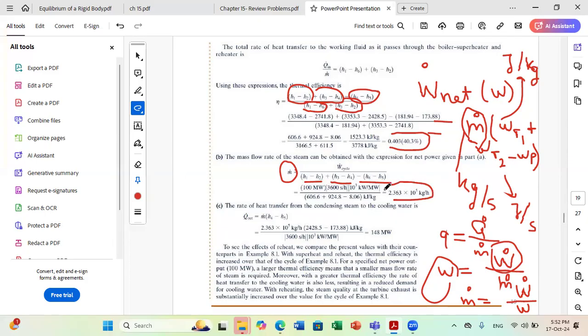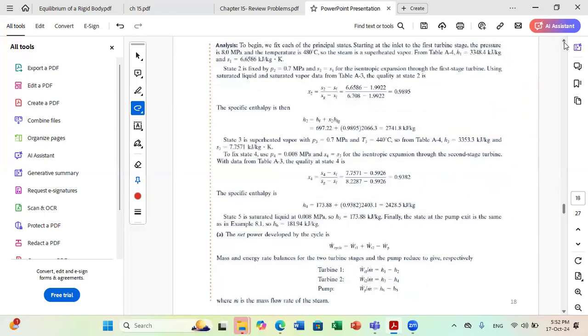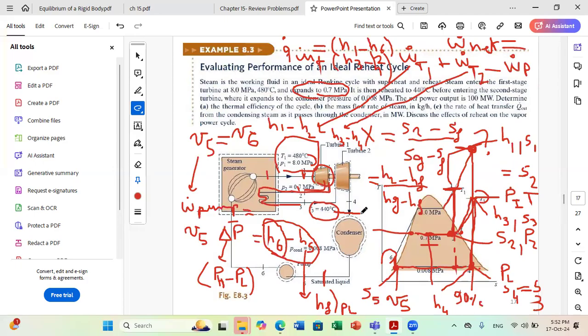Now, in order to determine the heat rate from the condenser, all I have to do is take an energy balance for my condenser. At my condenser, I am rejecting heat, so at exit, H5 is smaller than H4. If I write the energy balance, I will have that Q dot out, condenser, is equal to M dot, that I calculated now, times H4 minus H5.